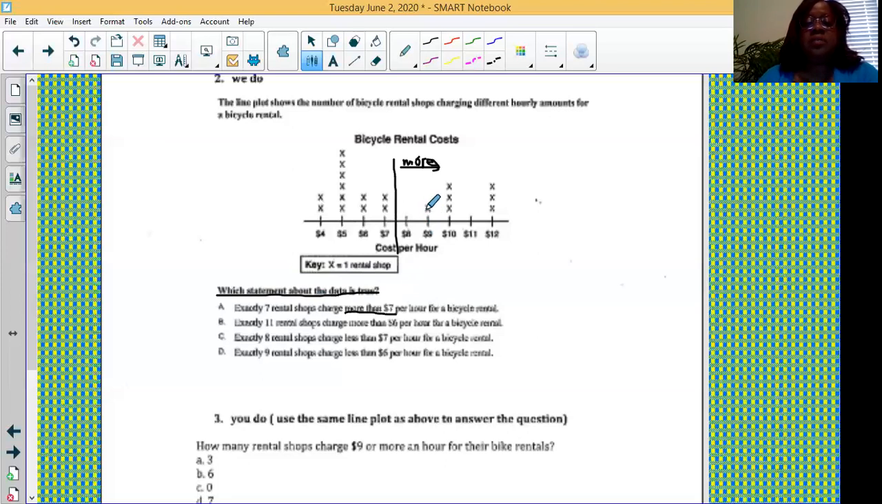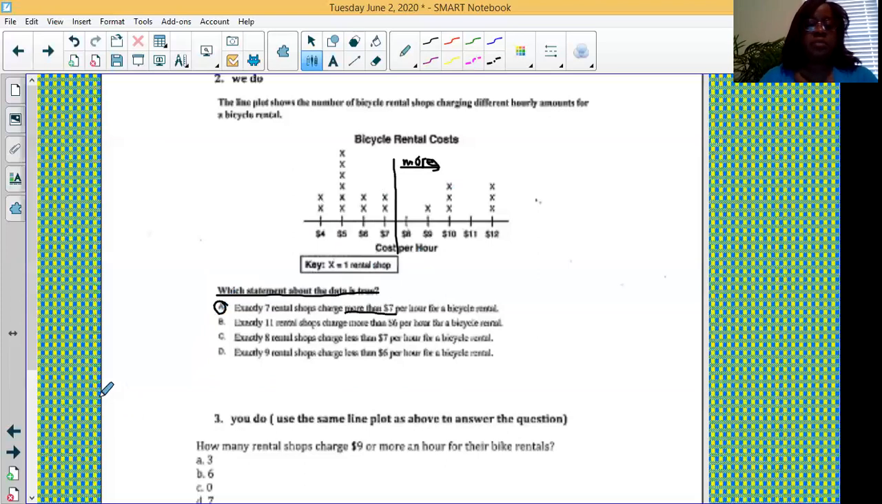$9 is more than 7. 1, 2, 3, 4, 5, 6, 7. That's exactly right. So exactly 7 rental shops charge more than $7 per hour for a bike rental. So yes, that is correct. So our answer for that one would be A. Okay, that makes sense. All right, you have to use the same line plot here to answer your you do.